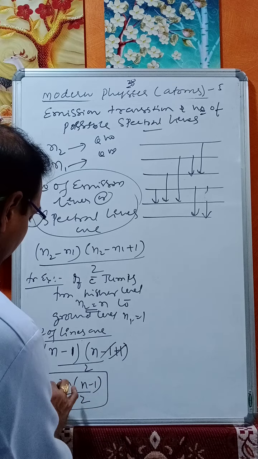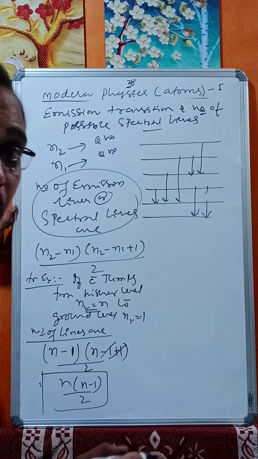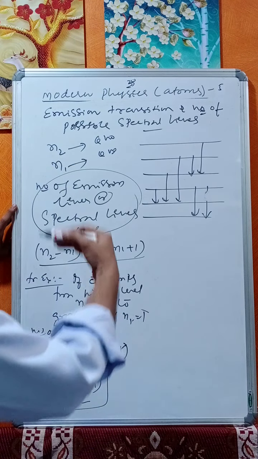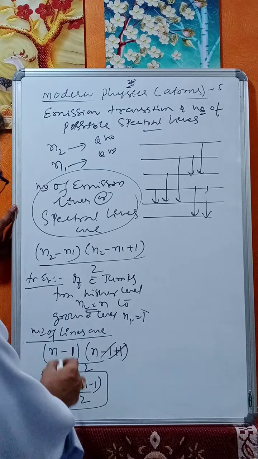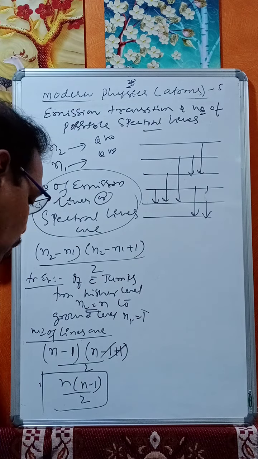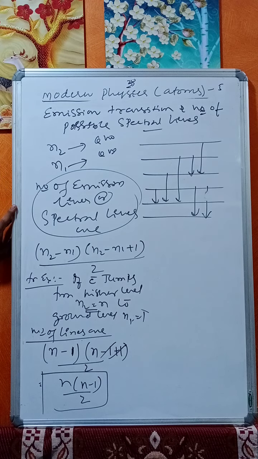This is the number of spectral lines emitted when an electron jumps from a higher level to the ground level. When it jumps from a higher level to the ground level, the number of lines observed is n(n minus 1) by 2.